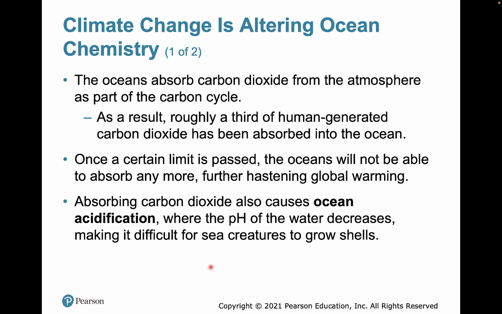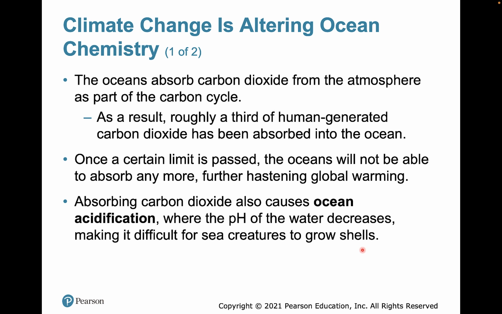As the ocean absorbs more carbon dioxide, it causes ocean acidification, okay, where the pH of the ocean water decreases. It becomes more acidic, which makes it harder for sea creatures to grow shells, right? Like we talked about at the Rosemont Cemetery, limestone, which is calcium carbonate, which is what most shells are made out of, breaks down in acid precipitation, just like a Tums breaks down when you've got heartburn and you chew it up, okay?